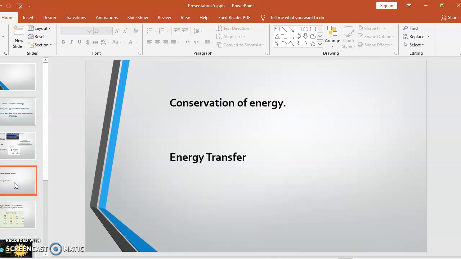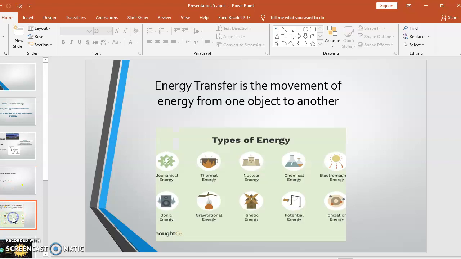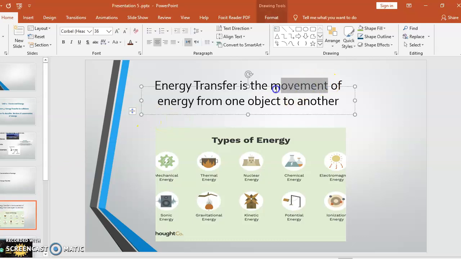And now we have conservation of energy and energy transfer. Today, inshallah, we'll explain the meaning of energy transfer and the law of conservation of energy. Look, energy transfer means the movement of energy from one object to another. When energy moves from one object to another, from one place to another, from one system to another, from one body to another, this is called energy transfer.